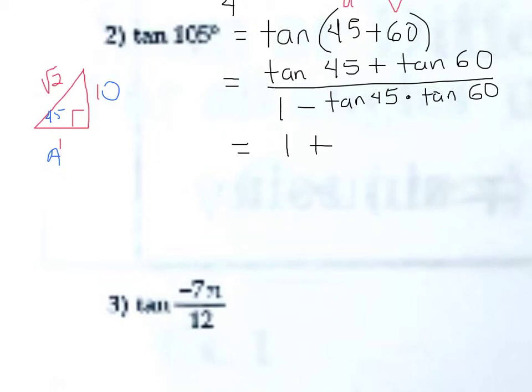Okay, so plus tangent of 60. If I look at the 30, 60, 90 triangle, for the 60 angle the opposite is the square root of 3 and the adjacent is 1. So tangent of 60 is square root of 3 over 1, which is just the square root of 3.